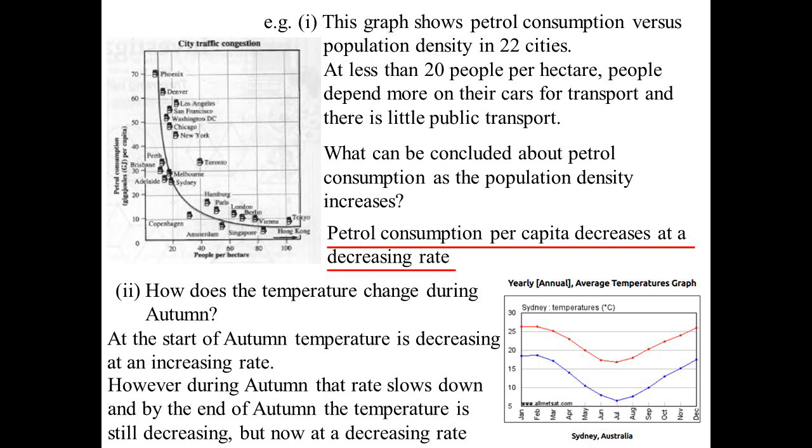However, at the end of autumn, March, April, May, so we could look at between the end of May and the start of June. Now it's still decreasing at that point, but now the slope of that tangent is shallower. So it's slowing down, so it's now at a decreasing rate.